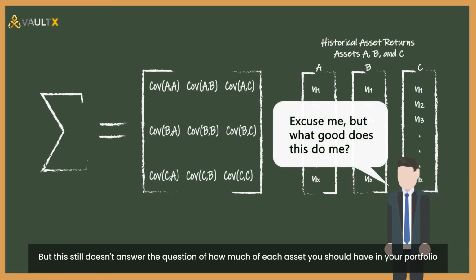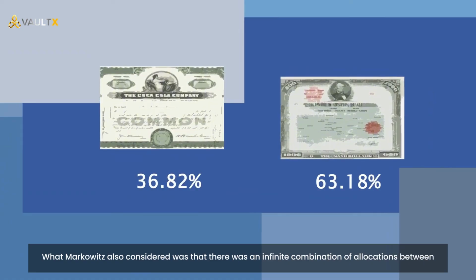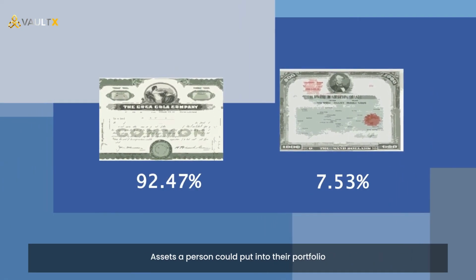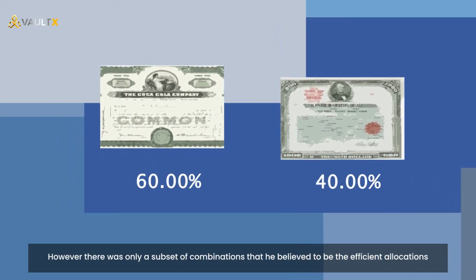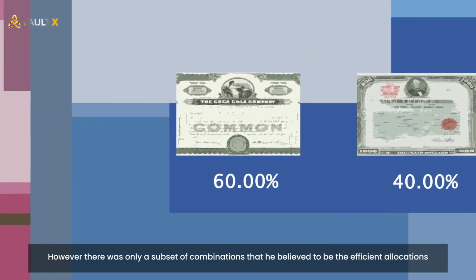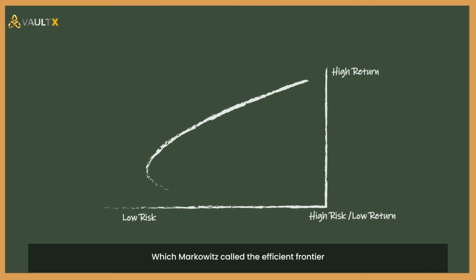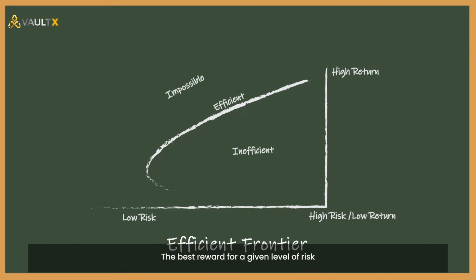But this still doesn't answer the question of how much of each asset you should have in your portfolio. What Markowitz also considered was that there was an infinite combination of allocations between assets a person could put into their portfolio. However, there was only a subset of combinations that he believed to be the efficient allocations. These efficient allocations lived along a curve, which Markowitz called the efficient frontier. Allocations which lived along this efficient frontier were considered to have the best reward for a given level of risk.